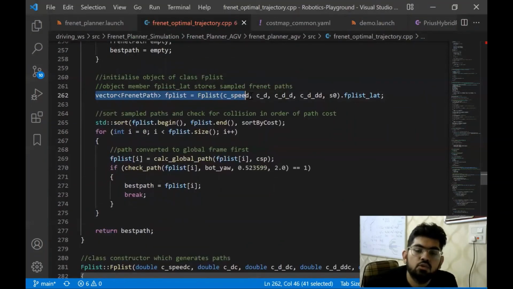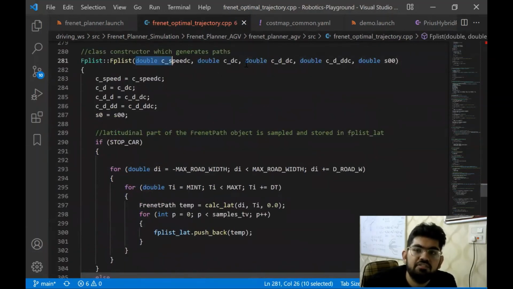In this part of the code, we generate the different Frenet-based optimal paths. We sort those paths by their cost. Then based on the path that satisfies all the obstacle avoidance and curvature-based constraints, we take that as the best path and finally return that path. Let us have a look at the generation function.